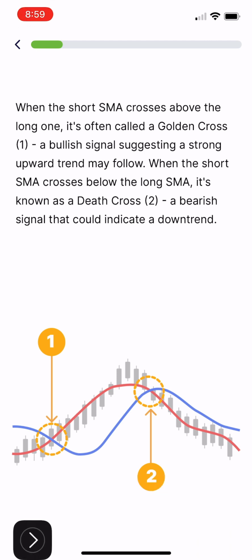When the short SMA crosses above the long one, it's often called a golden cross. A bullish signal suggesting a strong upward trend may follow. When the short SMA crosses below the long SMA, it's known as a death cross. A bearish signal that could indicate a downtrend.